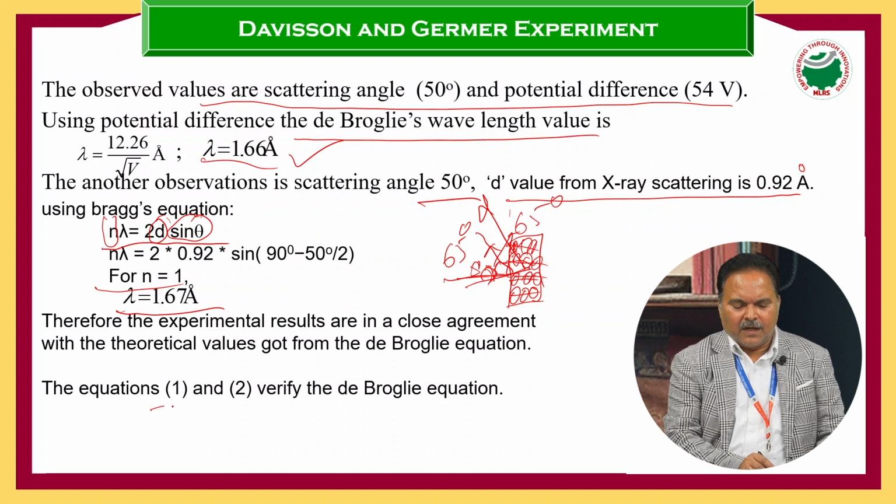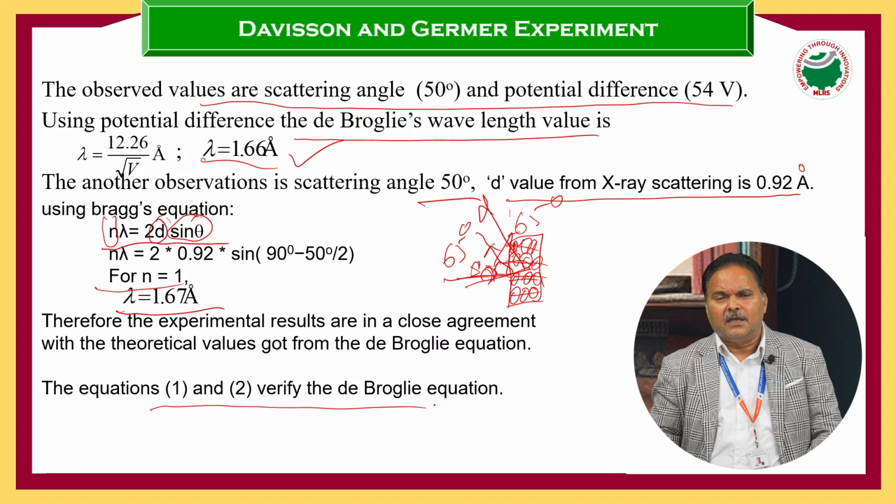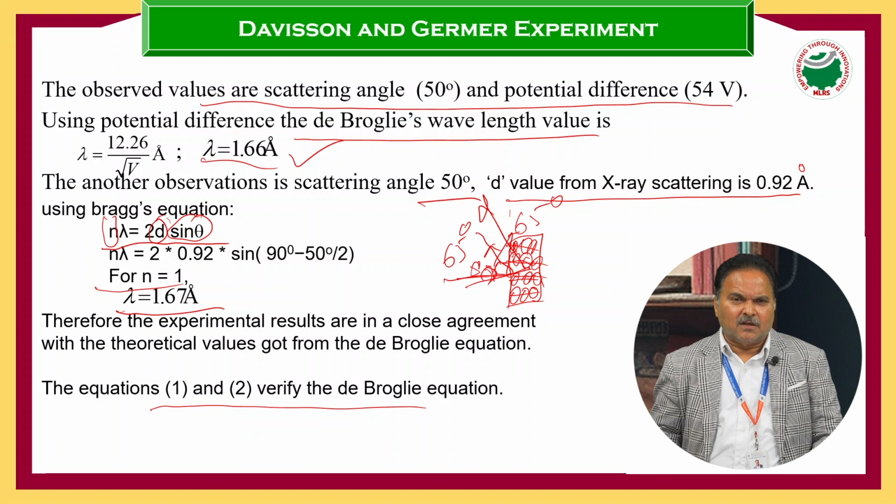The Davisson Germer experiment is proof of the de Broglie hypothesis, or proof of the dual nature of the particle. Whatever we said, it will be the same. Dual nature as well as de Broglie hypothesis, these two have the same meaning. Okay, so this is the Davisson Germer experiment. Then we will go for another.